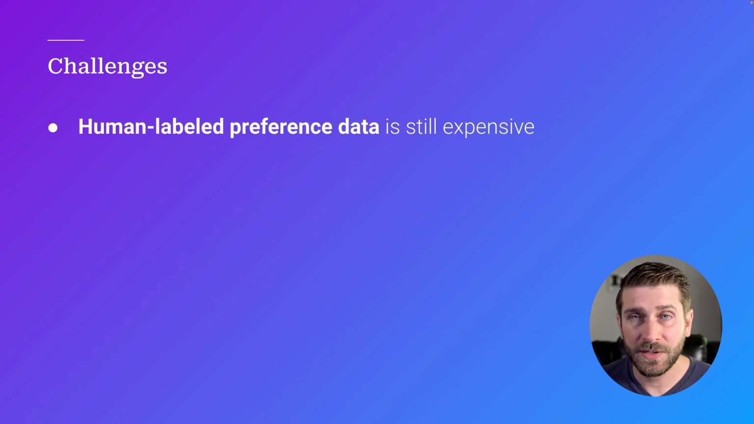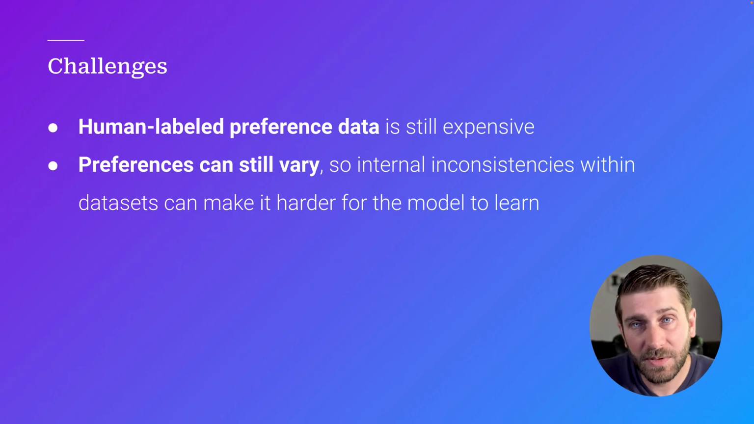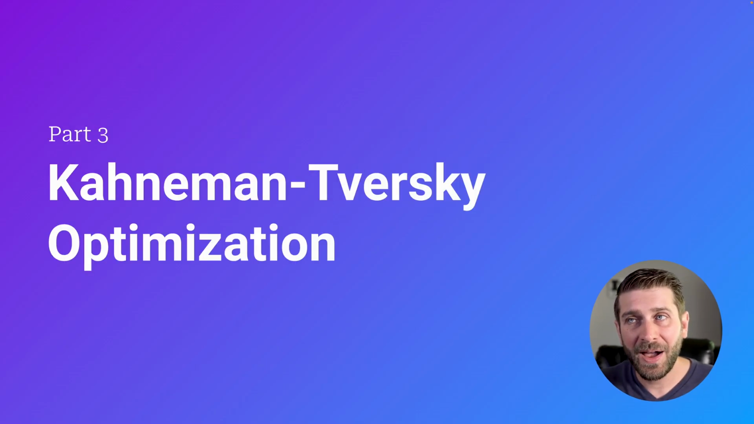So human labeled preferences data is still expensive, and preferences can still vary, and that internal inconsistency within datasets can make it harder for the model to learn. So now we are going to talk about Kahneman-Tversky Optimization, KTO.